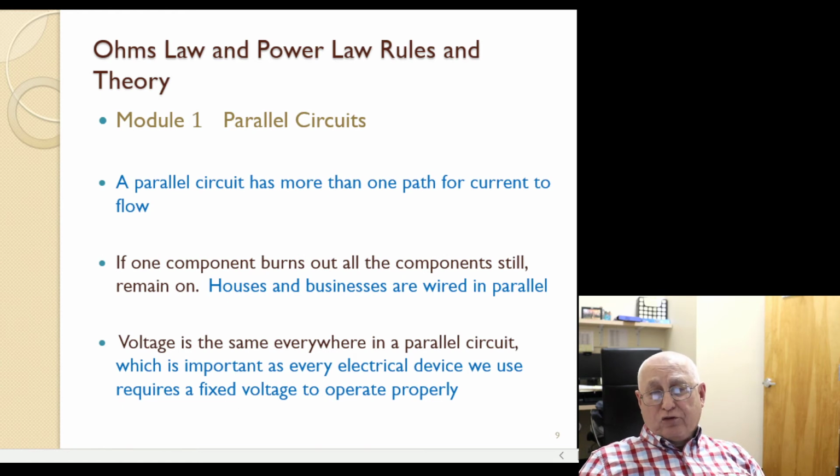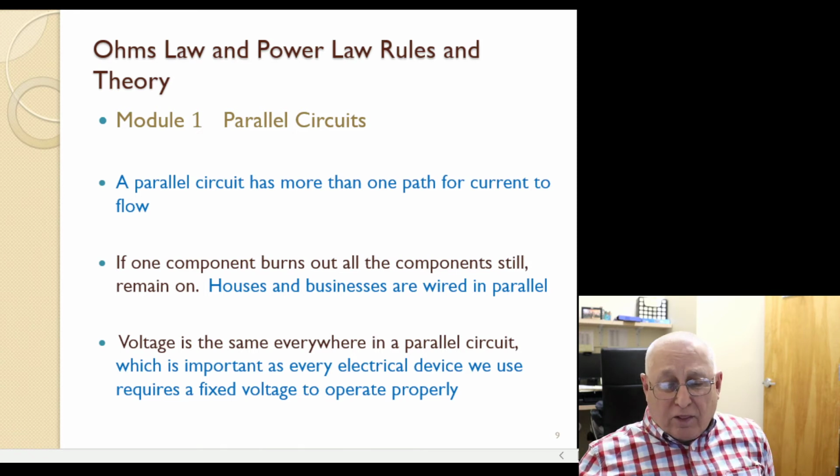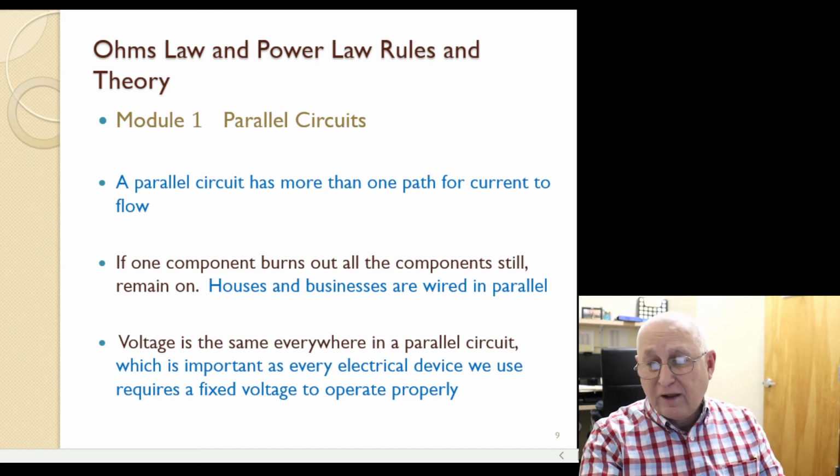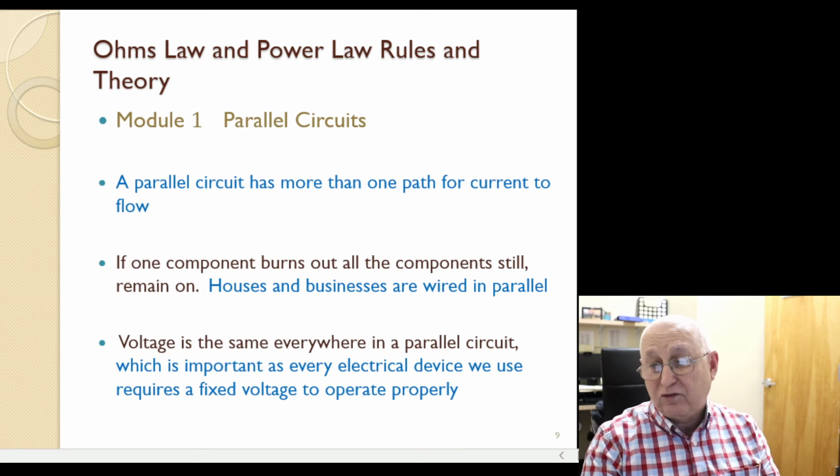A parallel circuit, on the other hand, has more than one path for current to flow. If one component burns out, all the other components still remain on. Houses and businesses are wired in parallel. Think of it this way: at your house, if one light bulb burns out, the rest of your light bulbs are still on. This is an important thing. We don't want one light to burn out and then all of a sudden not know which light is out because they're all off like a series circuit. So houses and businesses are all wired in parallel.